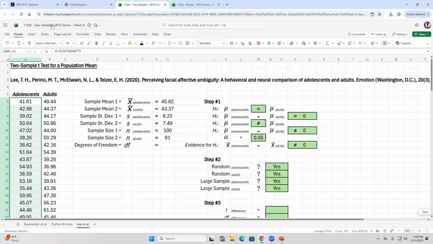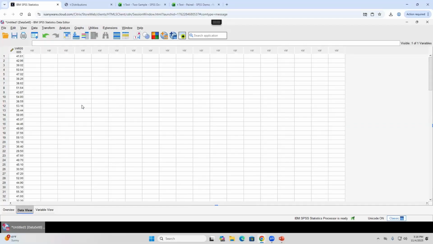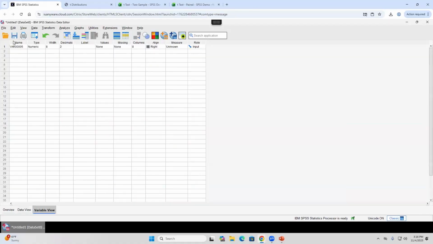So we are going to take these adolescent scores, take our fresh data editor, and paste those in there. And then here we are going to, what did I call this? We are going to call this, really? Yes, that's what I called it. That makes more sense. We're going to go here to variable view.